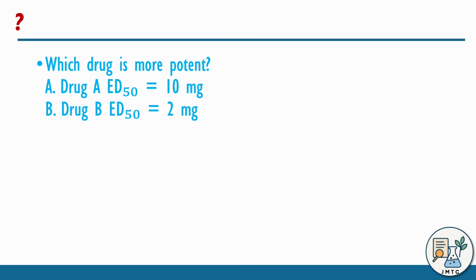Checkpoint, again. Which drug is more potent? Si drug A with ED50 of 10 milligrams or si drug B na may ED50 na 2 milligrams? Answer here is drug B with an ED50 of 2 milligrams because what it meant is we only need 2 milligrams to have 50% of the maximal effect.